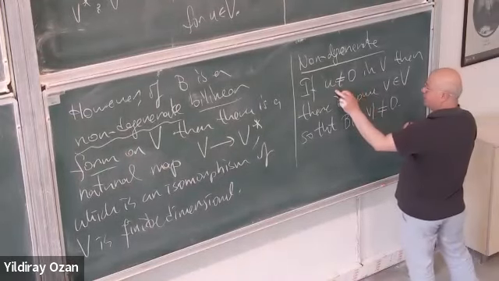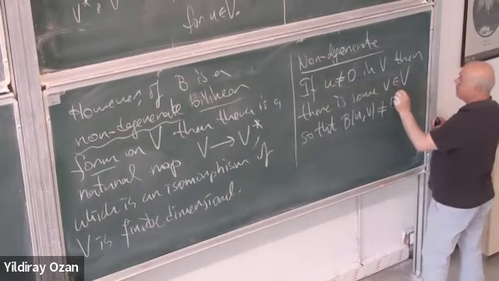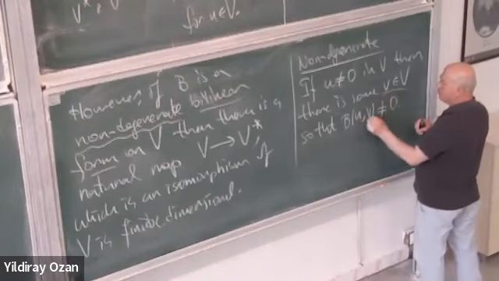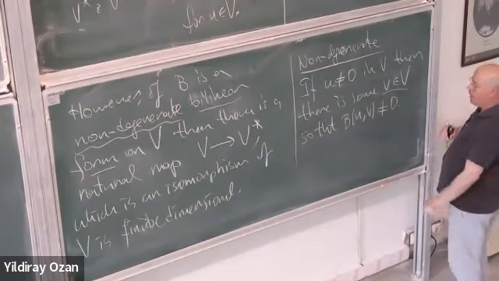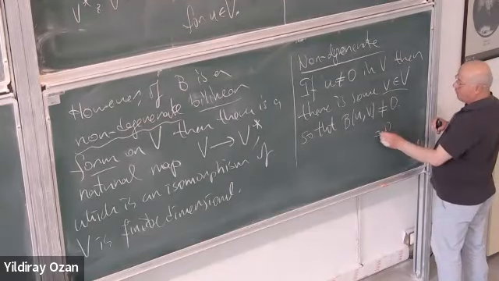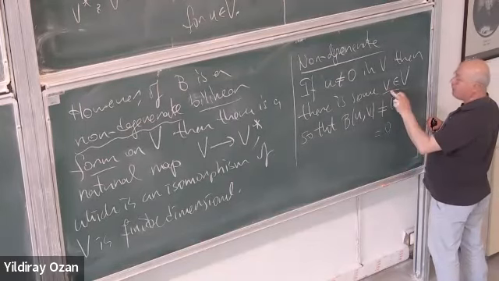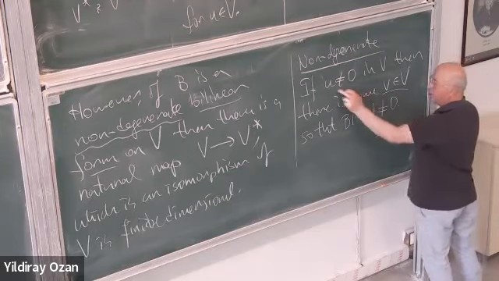If one vector is not 0, then there is another vector so that the product is not 0. Therefore, if this is 0 for all V, then U has to be 0.